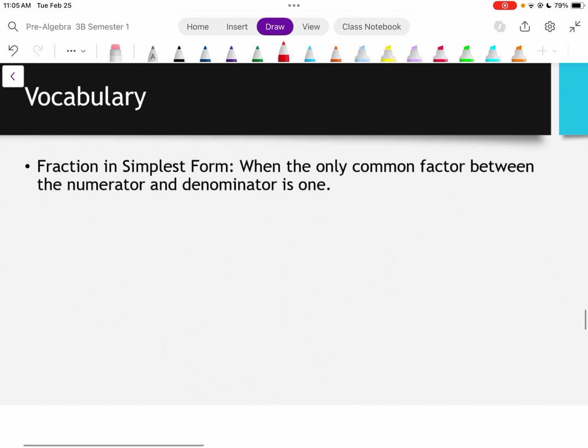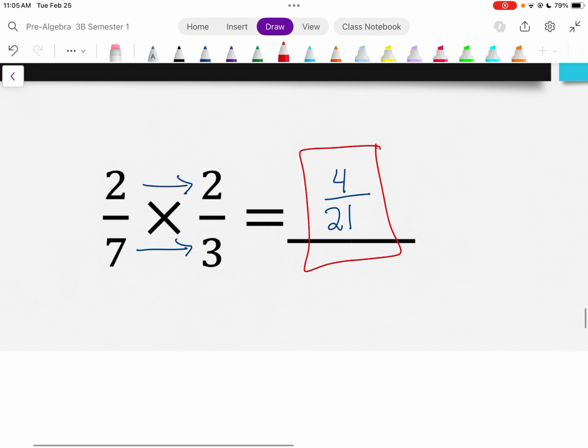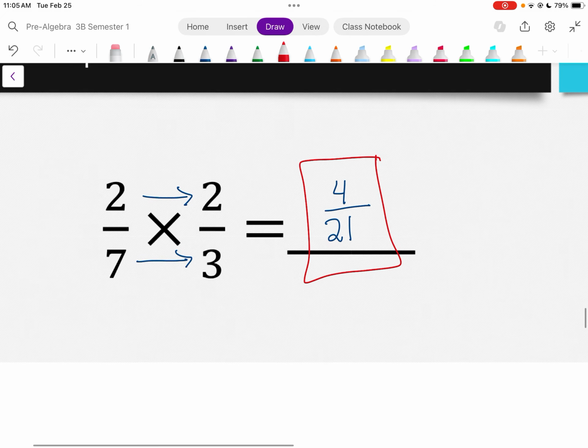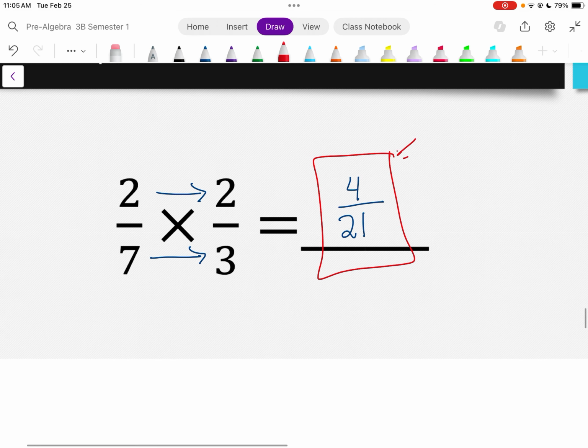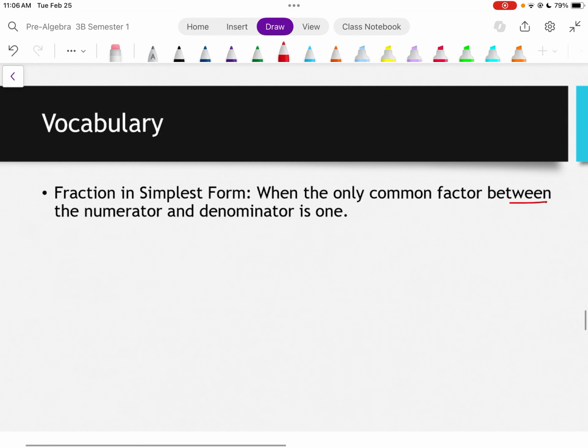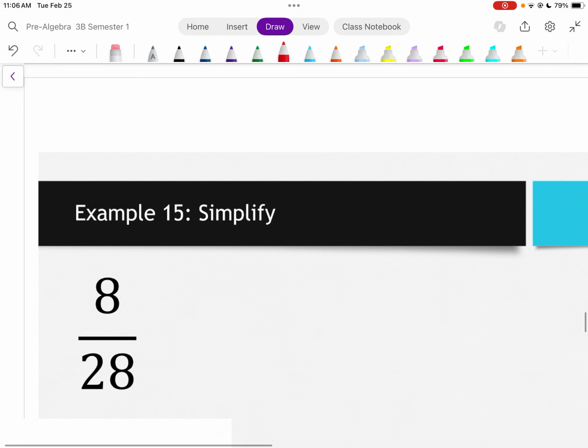Okay, so our fractions are in simplest form when the only common factor between the numerator and denominator is 1. So an example here, the only common factor between 4 and 21, we can only divide those both by 1. So that means this is in simplest form. So if you want to go ahead and write down that definition here, you can. Well, you should pause the video to get that.